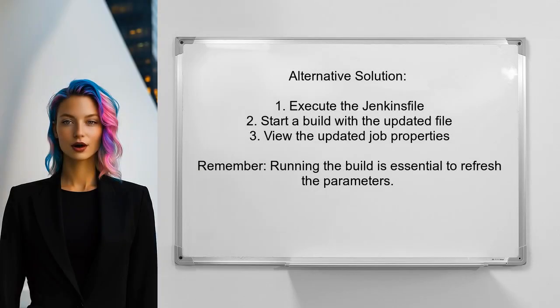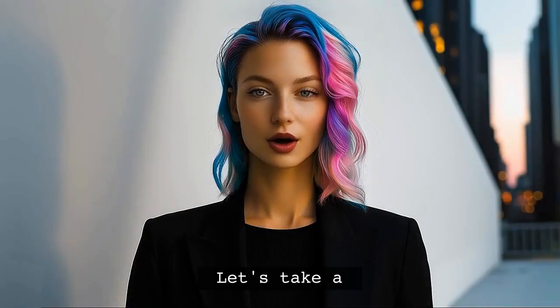An alternative approach from another user suggests that to update the job properties in Jenkins, you need to execute the Jenkins file. This means starting a build with the new file to see the updated parameters. That's it for that answer. Let's take a look at another one.